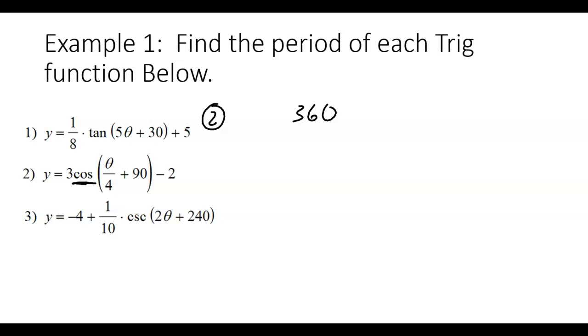A good way to rewrite problems whenever they look like this is in the following way. Instead of having it as theta over 4, we could put 1/4 theta. That way we can kind of see that the b value is 1/4. So I'm going to be dividing by 1/4 to find my period.